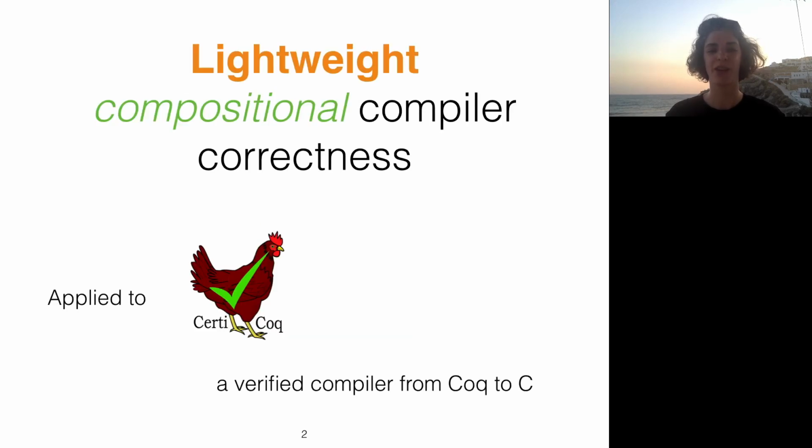This paper is about a new lightweight technique for compositional compiler correctness. We show how we can use existing compiler correctness techniques to obtain a compositional compiler correctness theorem that allows us to link together programs compiled with different compiler configurations. We apply this technique to compositionally verify the optimizing Midland pipeline of the CertiCoq compiler, a compiler from Coq's specification language Gallina to C.